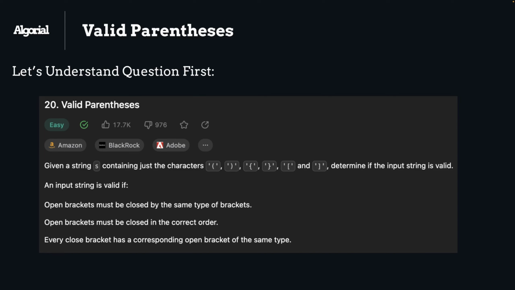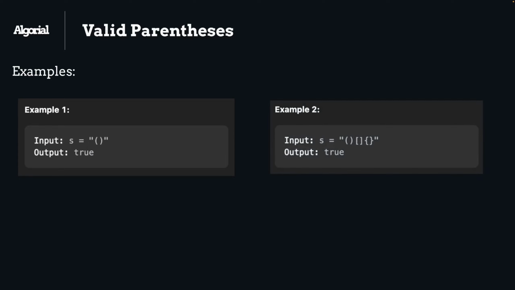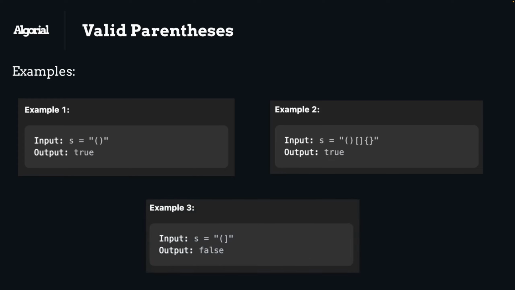Now it's time for examples. First example here, we have a simple pair of opening and closing parentheses, they match together, then return true. Second example, we have three separate pairs, each are opening and then closing respectively, then it is also a valid string. But in the last example, as you can see, we have an opening parentheses and a closing bracket, which don't match together, so we return false for this.